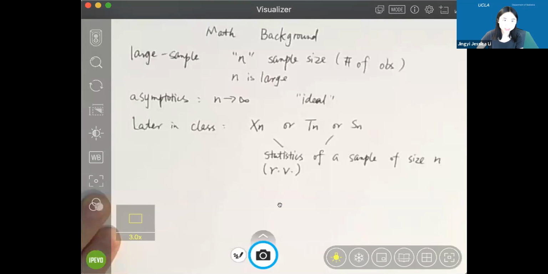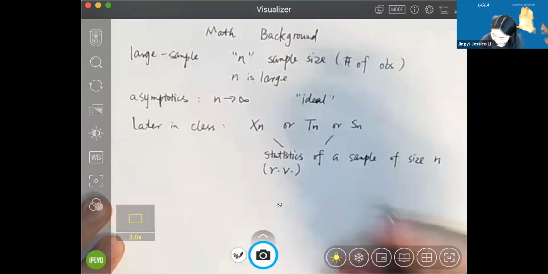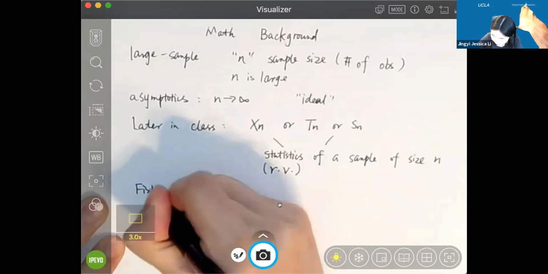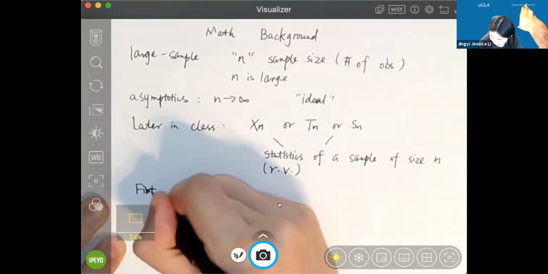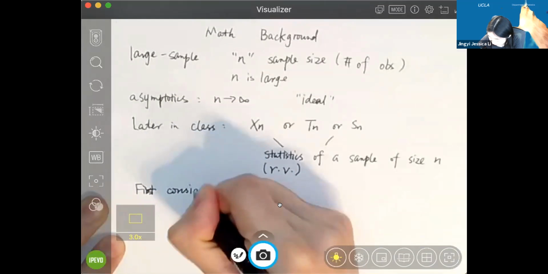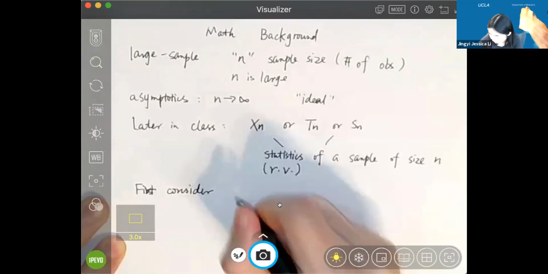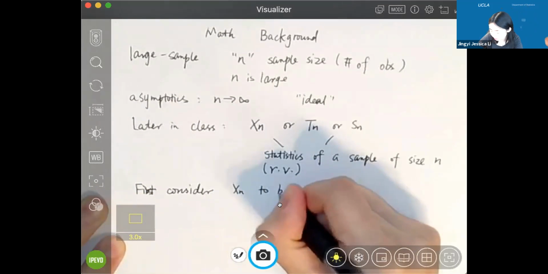And then there are two layers of changes. One is the increase of n. So we have X1, X2, X3, X4 up to X infinity. Another layer of change is the randomness of each Xi in the sequence. So for today, we want to start from the simple thing. Let's first consider this Xn to be fixed.